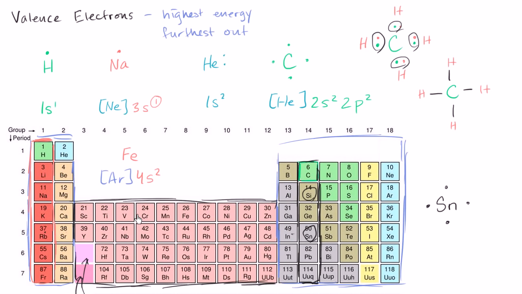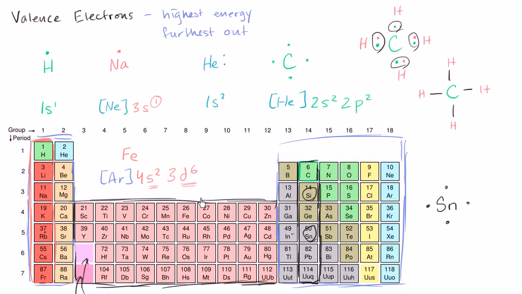So it's 1, 2, 3, 4, 5, 6. So it's 3D6. This is where this gets a little bit more ambiguous. What are the highest energy electrons? Well, those are these D electrons right over here. What are the furthest out? Well, they're the ones in the 4th shell, these 4s2. And so that's why iron's reactivity, at least based on just this superficial electron configuration, is a little bit harder to predict.